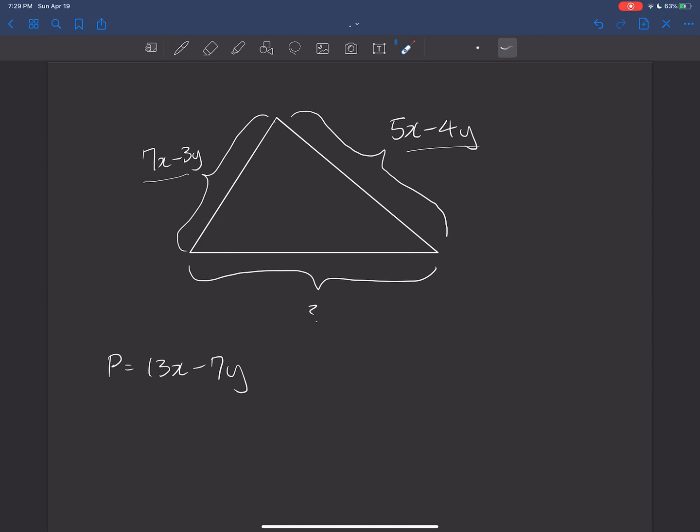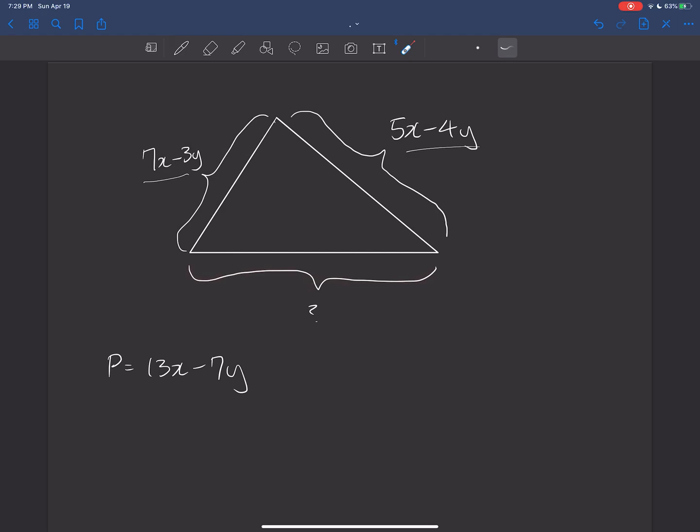Alright, so we are given a triangle whose perimeter is given by this expression, 13x minus 7y. And the lengths of two sides of this triangle are given. One is 7x minus 3y, and the other is 5x minus 4y. And our job is to find the length of the third side.